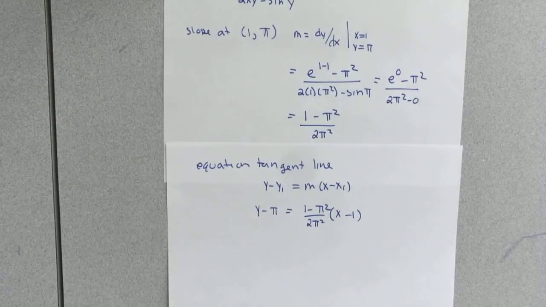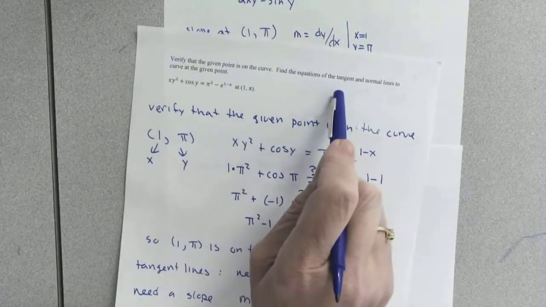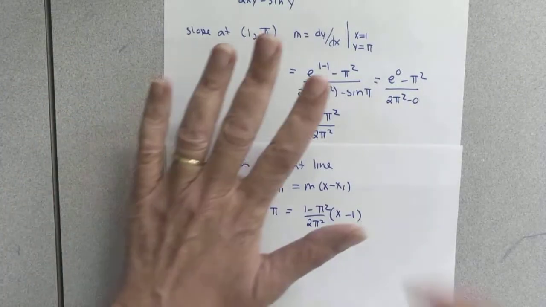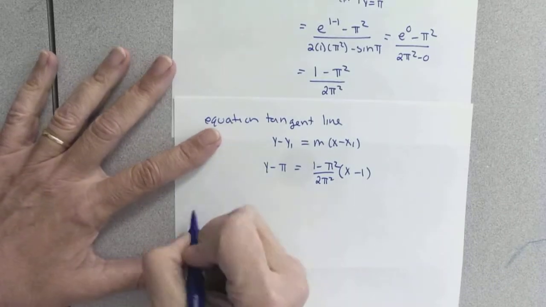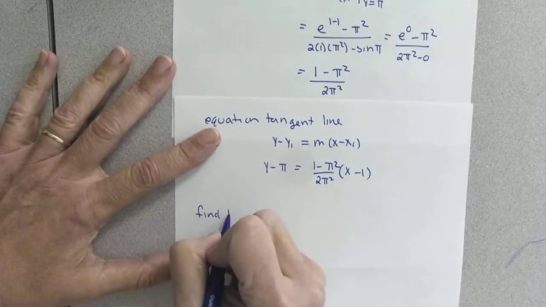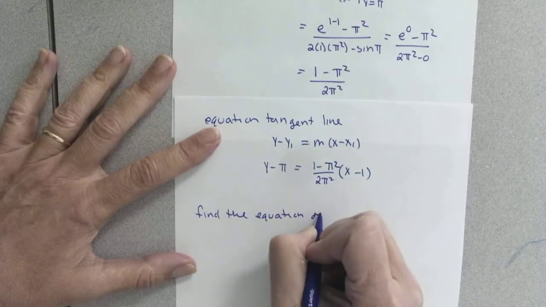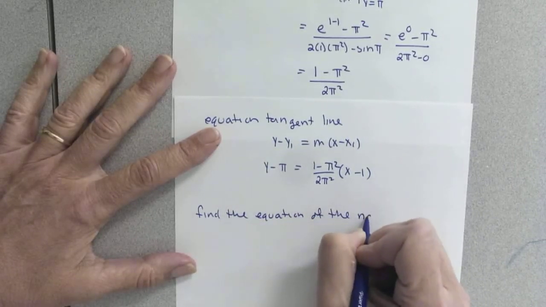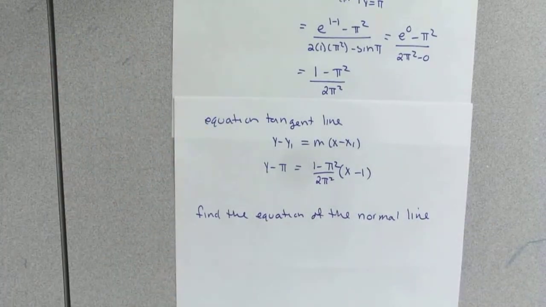Okay, this had 3 things in it though. Verify the point, we did that. Find the equation of the tangent line. Now find the normal line. It's like, oh God, I have to do all this work and get another one? Well, it won't be that bad. Find the equation of the normal line. This is just a matter of learning a new word.